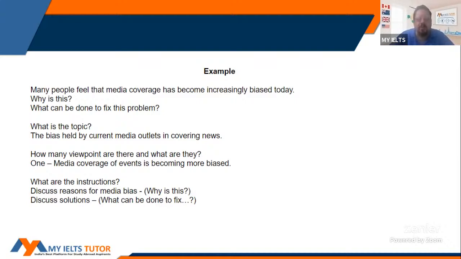But going back to this, what is the topic? Basically, the topic is the bias held by current media outlets in covering news. We get that from media coverage, news, and the bias held by current media outlets. So how many viewpoints are there? There's basically one: media coverage of events is becoming more biased. And then what are the instructions? First of all, we need to discuss the reasons for this, based on the question, why is this? And then we want to discuss the solutions. What can be done to fix this problem?